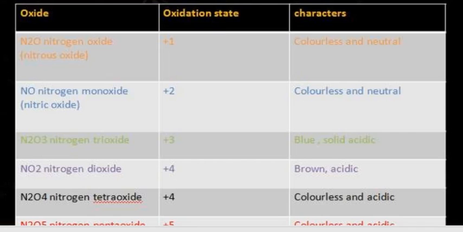So these are the oxides of nitrogen: N2O, NO, N2O3, NO2, N2O4 and N2O5. Nitrogen dioxide and nitrogen tetroxide. So these are the oxides of nitrogen.